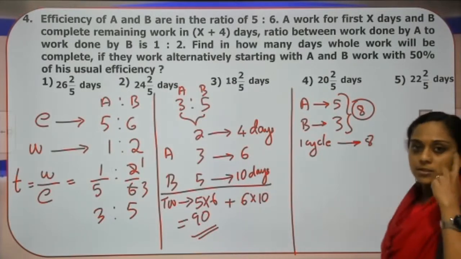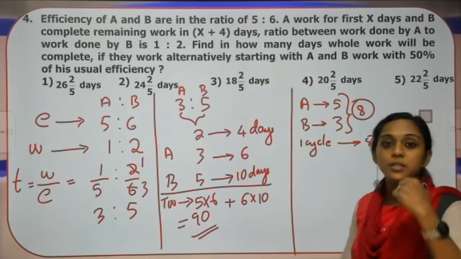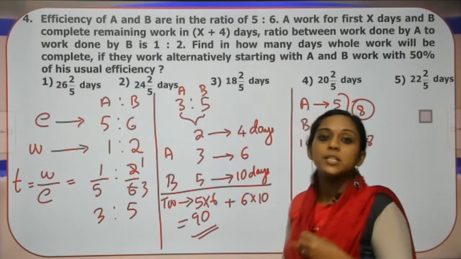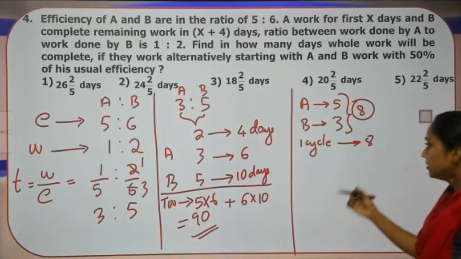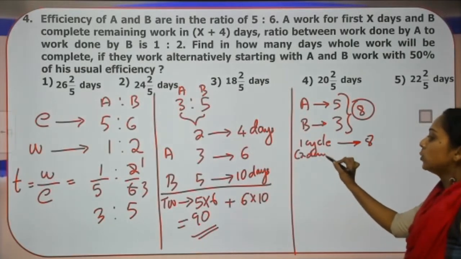A cycle consists of 2 days. Okay, so they work alternatively, means in the first day A is working, in the second day B is working. So these 2 days together, that is one cycle. So in one cycle, that is actually in 2 days, 8 work will be completed.